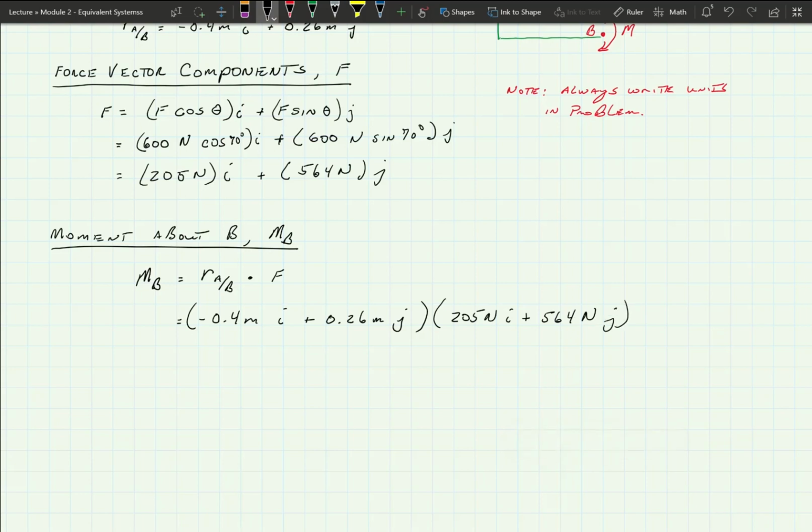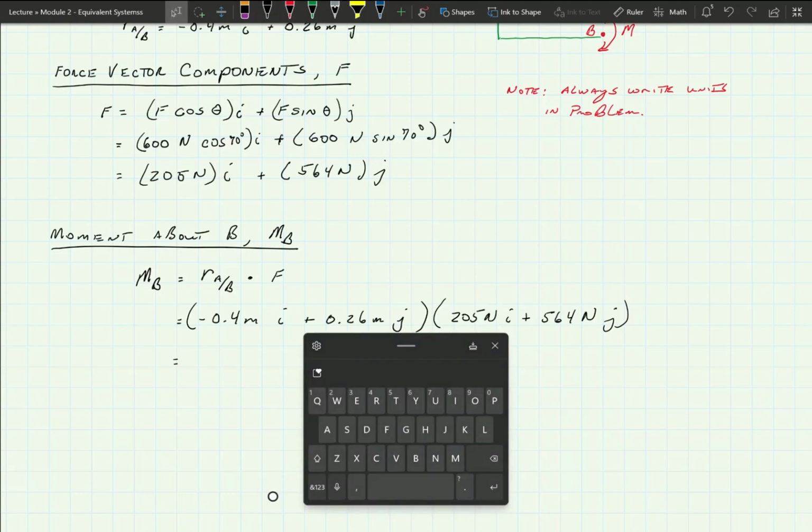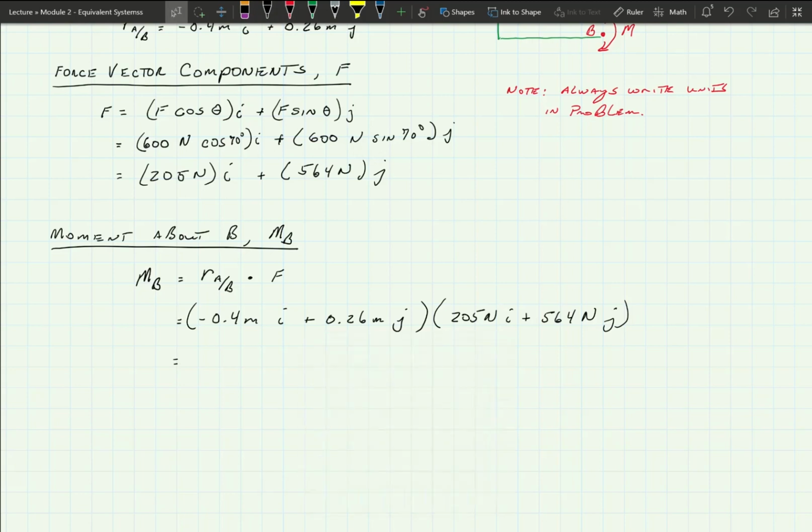Okay. Now the next step, it gets a little complicated. I'm going to do it out all the way so you can actually see what's happening here, but I want you to get the hang of this. But this next step isn't required, so maybe what I'll do is put that in red. I'm going to multiply this out, and I'm going to take negative 0.4 meters times I times 205 newtons times I.